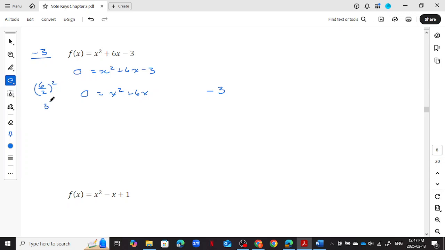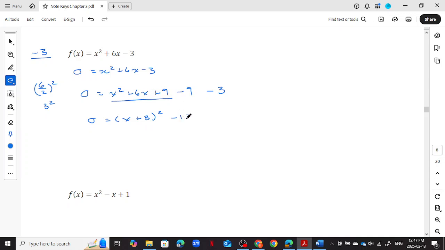Half of 6 is 3, squared is 9. What I add, I also have to subtract so that I don't change the expression. This is my perfect square trinomial. It's going to factor to x plus 3 all squared, right? Square root of 9, half the middle term, the 2 numbers that multiply to give you 9 and add to give you 6, whatever works in your head.